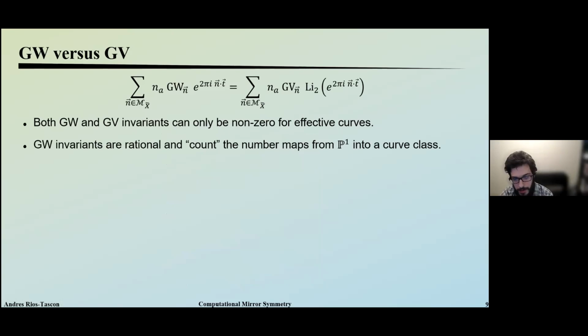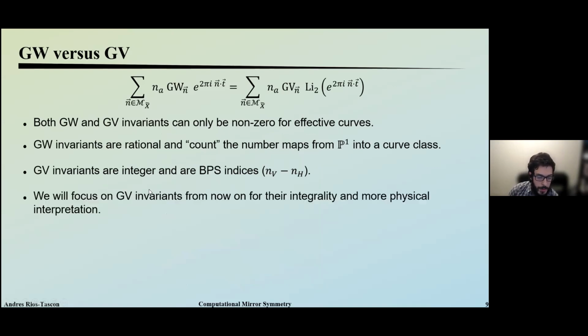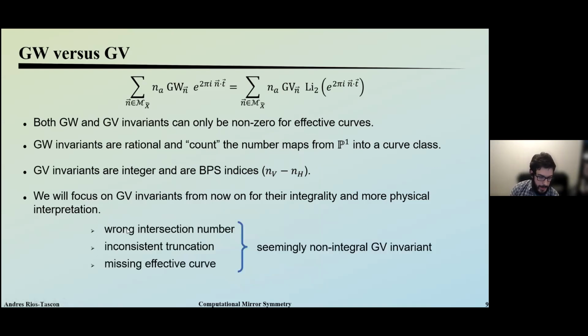So GW invariants are in general rational, and they count the number of maps from P1 to a curve class, whereas GV invariants are always integer, and they are BPS indices. They give us the difference between vector and hypermultiplets. So we'll actually be focusing on GV invariants for the rest of the talk, since they have this nice integrality condition, and they have a more physical interpretation. Another nice thing is that if during the computation you use some wrong intersection number, some inconsistent truncation, or you miss some effective curve, you end up getting some seemingly non-integral GV invariants. So every time you end up with some non-integer answer, you know for sure that you made some mistake somewhere along the computation. So this is actually very, very robust against computational mistakes.